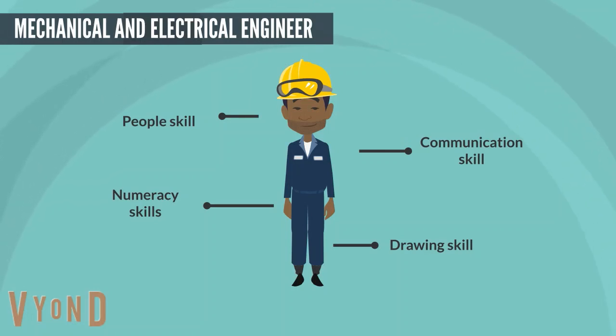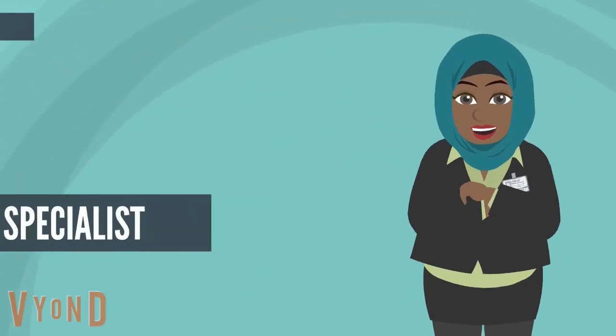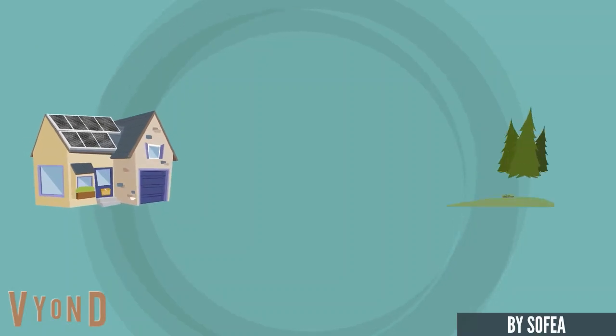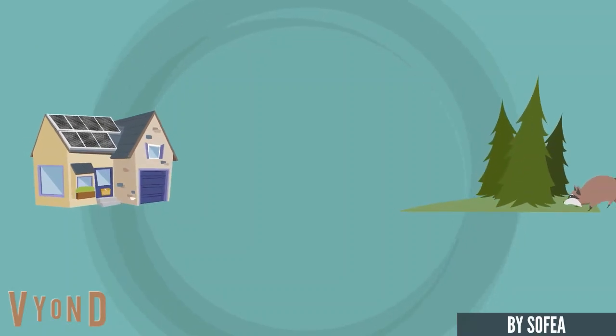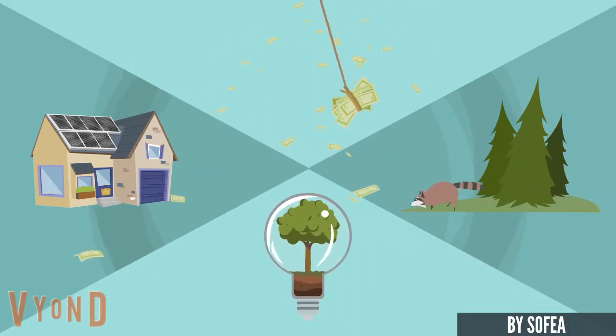A green specialist is a person who helps people make better buildings with sustainable features that benefit the environment and owners of the building. Most of this has to be achieved with minimum cost escalation and less energy usage.